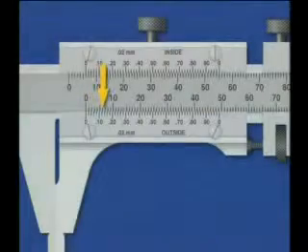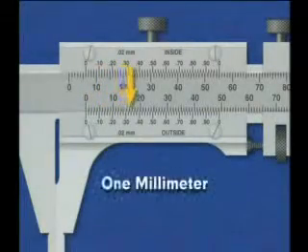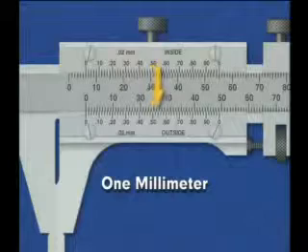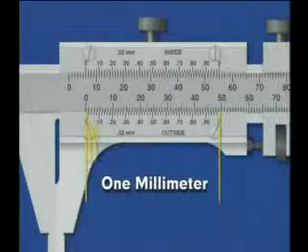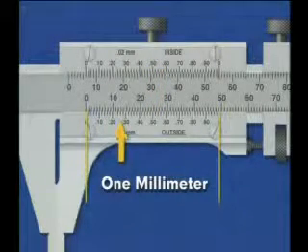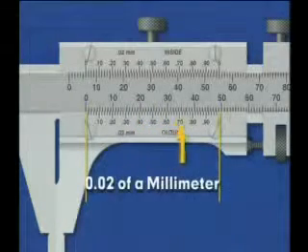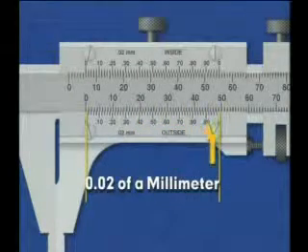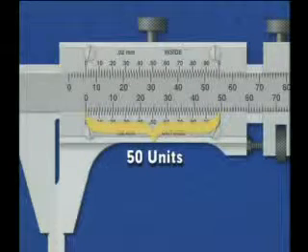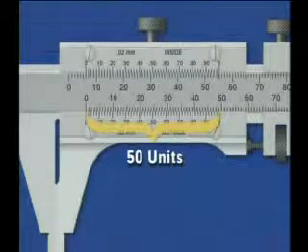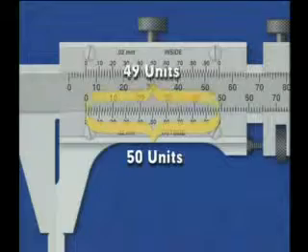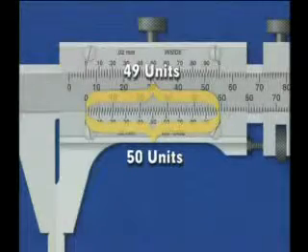Each graduation on the stationary bar represents 1 millimeter. The vernier plate essentially divides 1 millimeter into 50 units, with each graduation representing 2/100ths of a millimeter. These 50 units represent exactly the same distance as 49 units on the stationary bar.